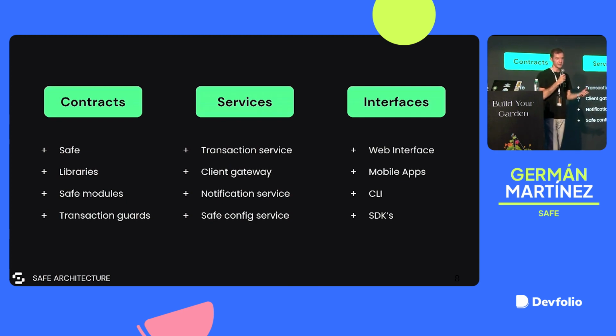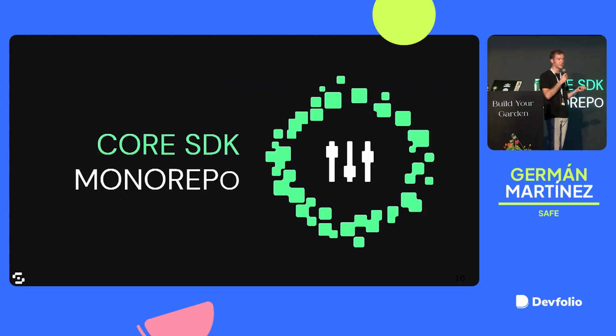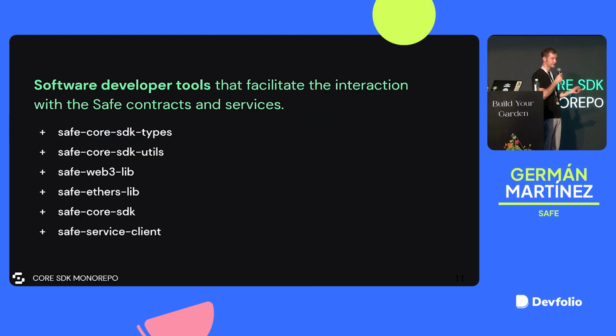And the last layer are the interfaces. So we have different interfaces like the web interface, mobile apps, CLI, and some SDKs. Here we will be covering, in the SDKs, the Safe Core SDK. So let's see how the SDK monorepo looks and what it is.